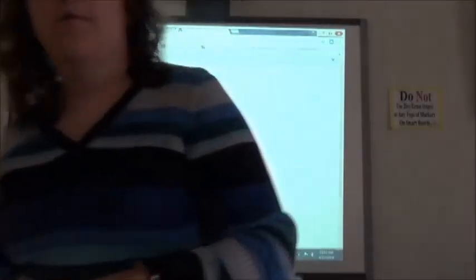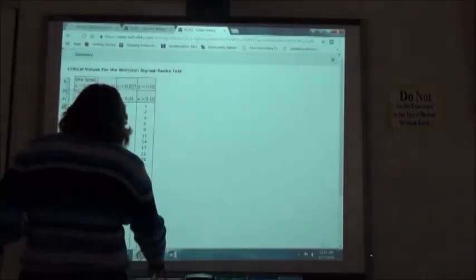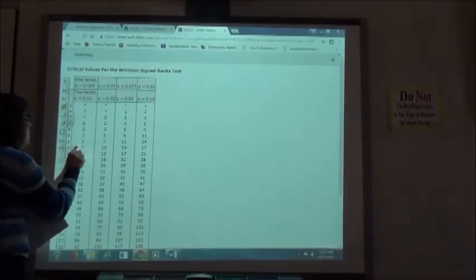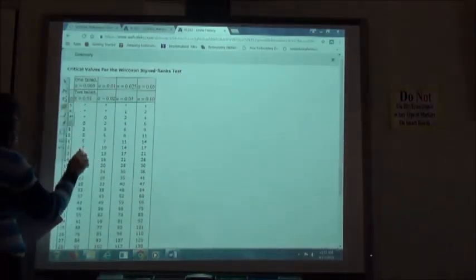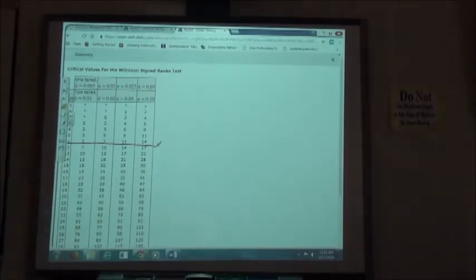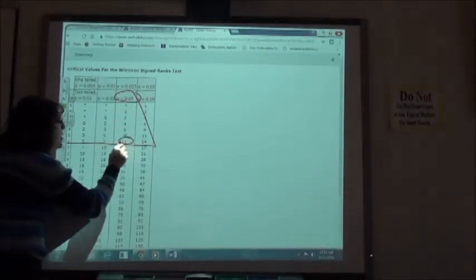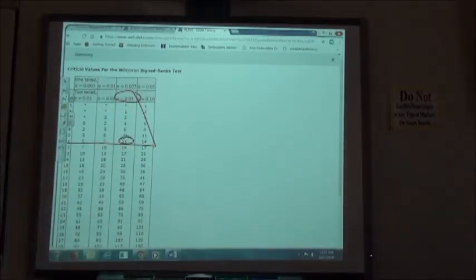I'll fix the computer. All right, let's see if it writes now. If n is equal to 11, there we go. And I was using a 0.05 level of significance on a two-tailed test. My critical value is going to be 11. So my critical value is 11.